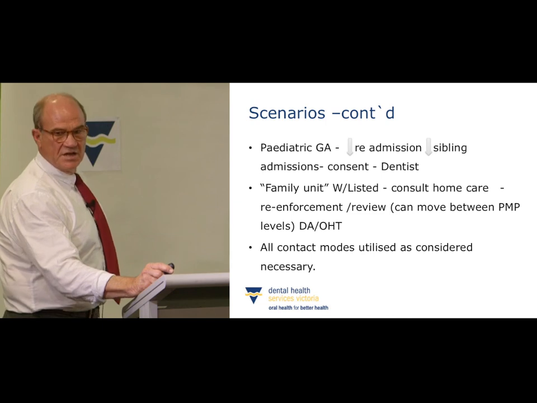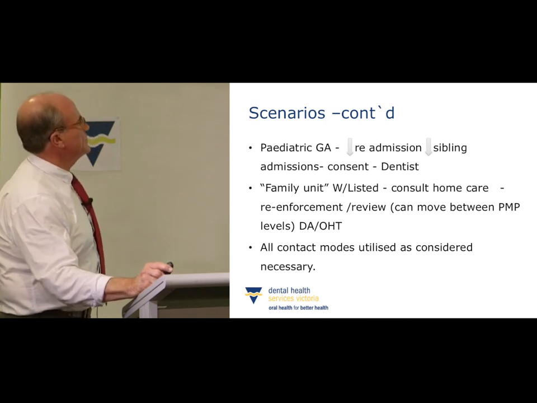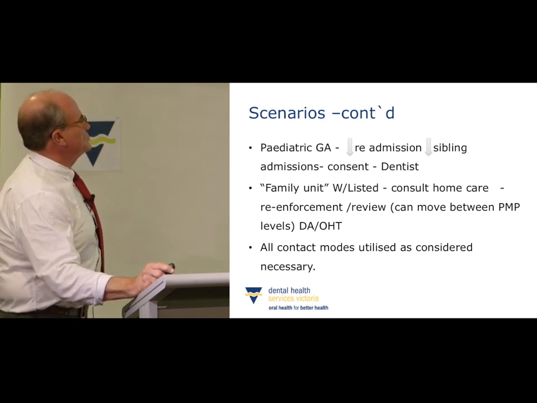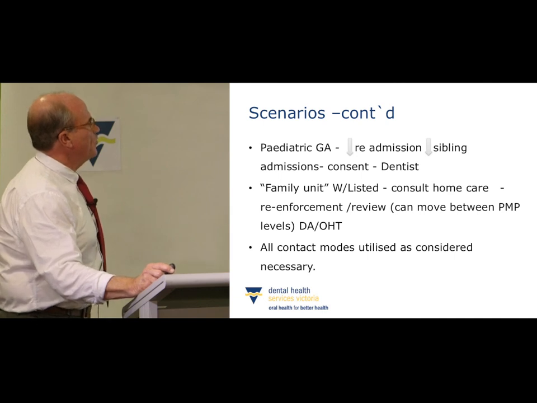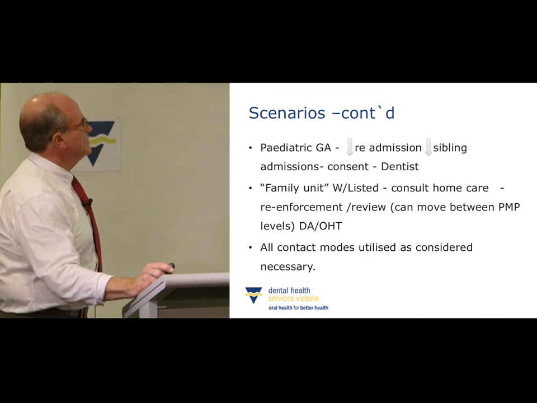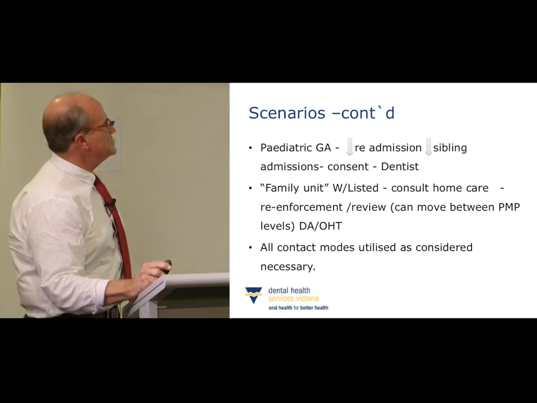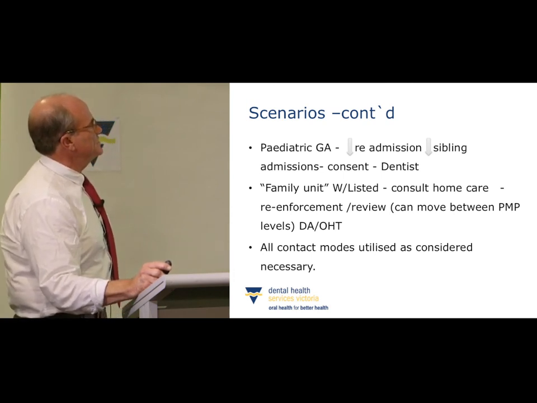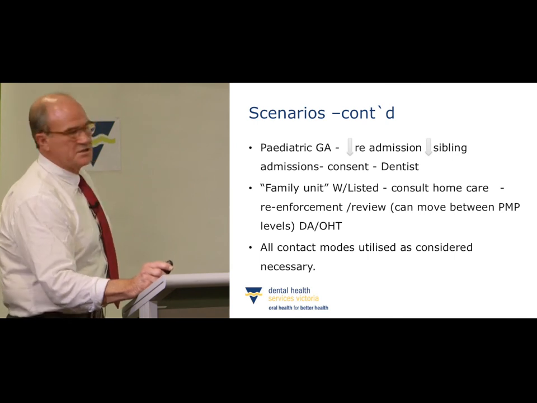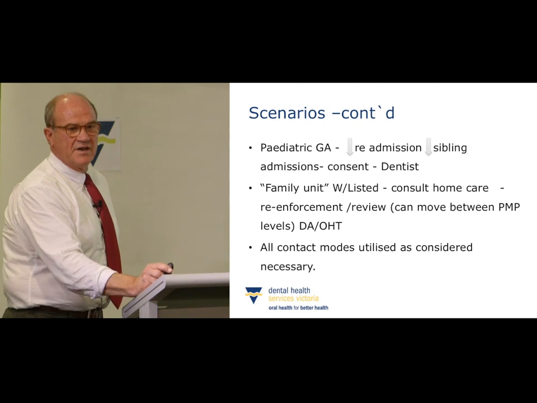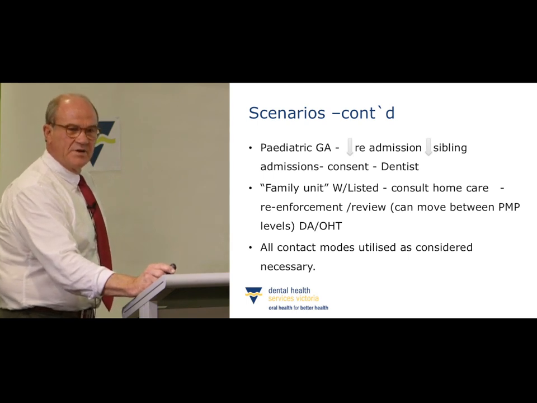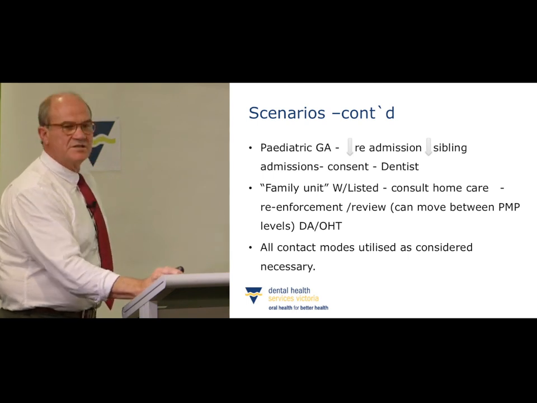In the paediatric GA area, that's another area which is very important. You're looking at treating the whole patient, the whole family unit, not just the patient, which is an aim. Your model of care is aimed at preventing readmission of the individual and reducing your sibling admission. Your family unit is waitlisted. In Tassie, we used to waitlist the family unit. If we had a child that came in and had to have a paediatric GA, we'd waitlist that whole family.